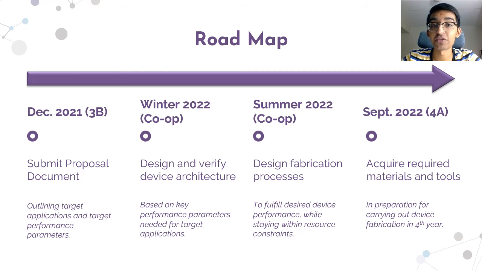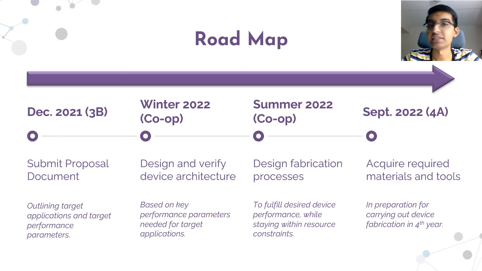The first item on this roadmap is to submit the proposal document by December 2021, so the end of our 3B term, which we'll use to propose our final project idea, outline the target applications, and the target performance parameters of our device. Starting January of 2022, we'll be on an 8-month co-op term. So during this co-op term for winter 2022, we aim to design and verify our device architecture with our supervisor based on the key performance parameters needed for our target applications.